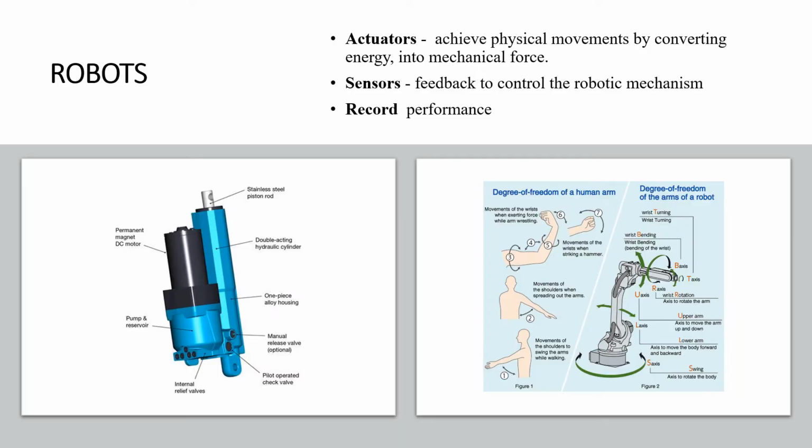So what are robots? Robots are generally devices that assist with movement by converting energy into mechanical force. Usually it could be electrical energy with the use of an electrical motor, sometimes assisted and augmented with hydraulics to provide movement. And in terms of rehabilitation, robotics are also able to get feedback from sensors within the mechanism and to record performance.